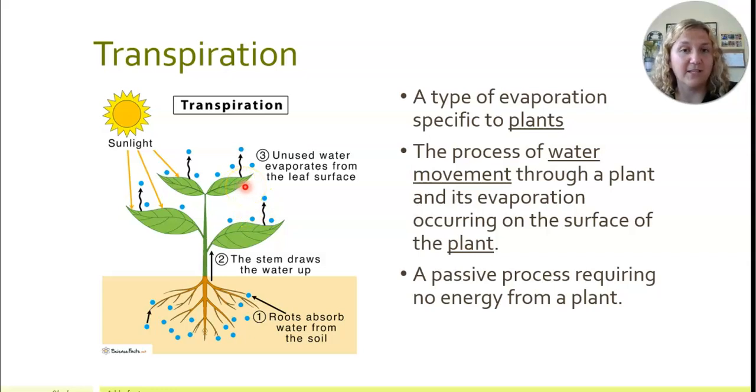I also really like this picture because it has sunlight in it, and the arrows are pointing down, letting us know that the sunlight is acting on the plant, and it's the solar energy that's really causing this, because I wrote over here as my last note that this is a passive process requiring no energy from the plant. So it's not something that the plant is necessarily putting energy into. It's all energy coming from the sunlight there.